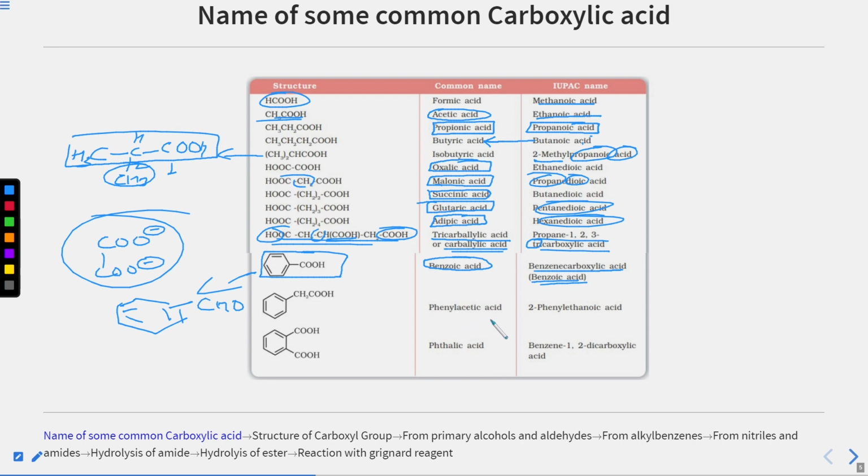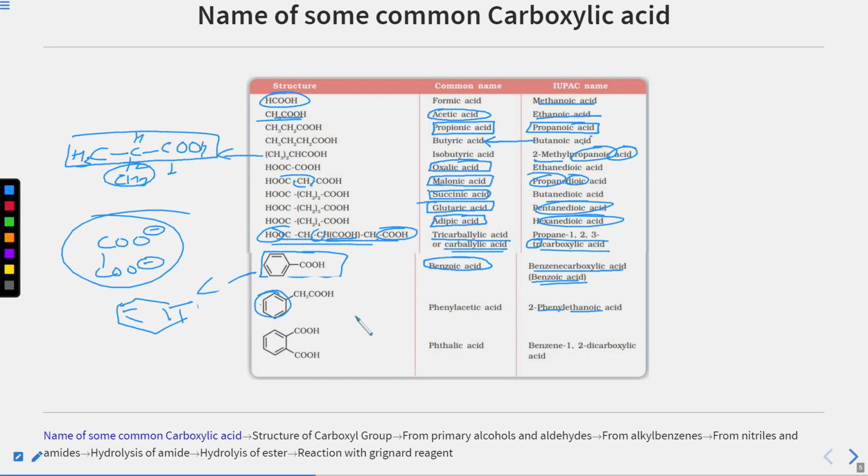Next we have phenyl acetic acid. Why is it phenyl acetic acid? So this group here is called phenyl, and I have told you that if the carboxylic acid is attached to 1 carbon only, then it is called acetic acid. So phenyl acetic acid. Or if you want to write the IUPAC nomenclature, at first position we have the acid. So first carbon is the acid. At the second position we have the phenyl. So 2-phenyl ethanoic acid.